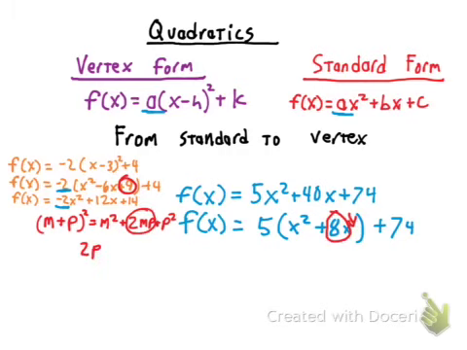So I've got 2p equal to 8, which means p is equal to 4, which means what I want to have on the end there is going to be p squared, or 4 times 4, which is 16.